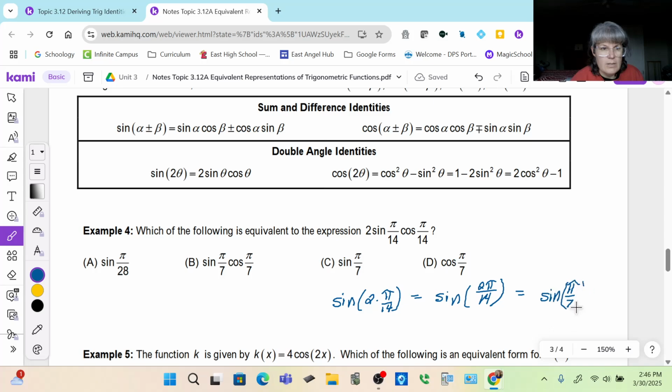And as I look at my answer choices, that is answer choice C.